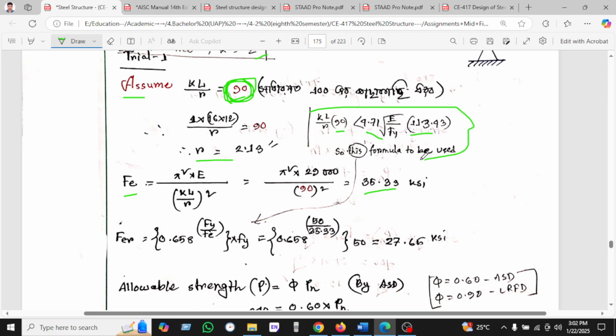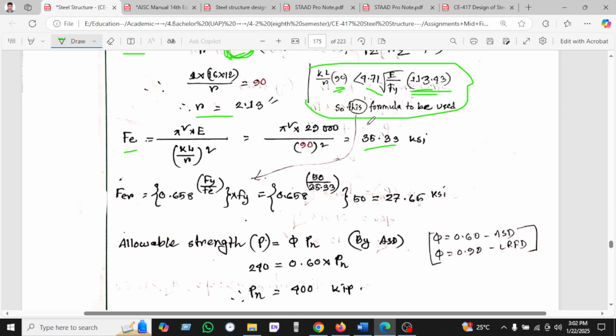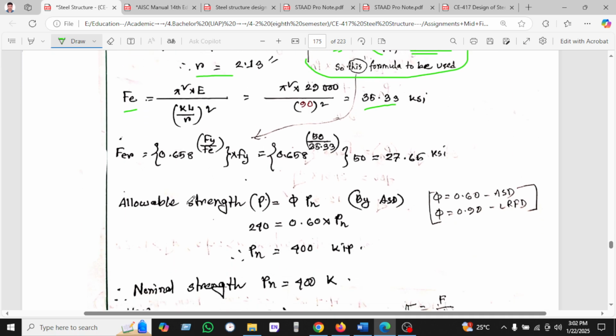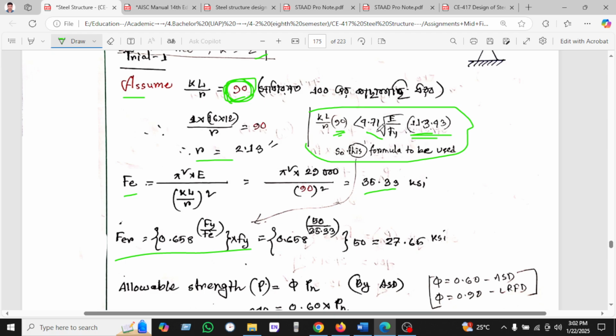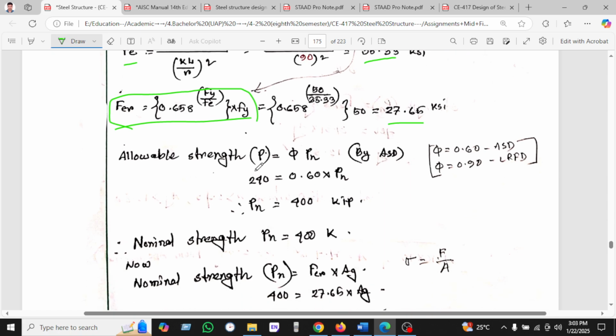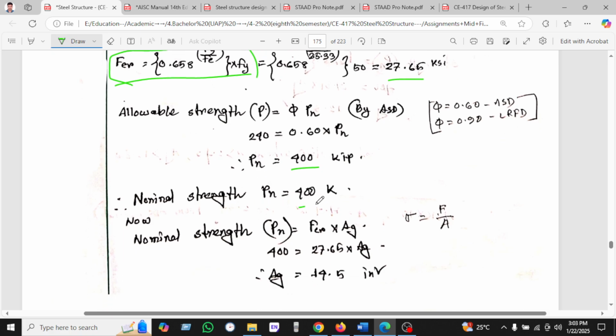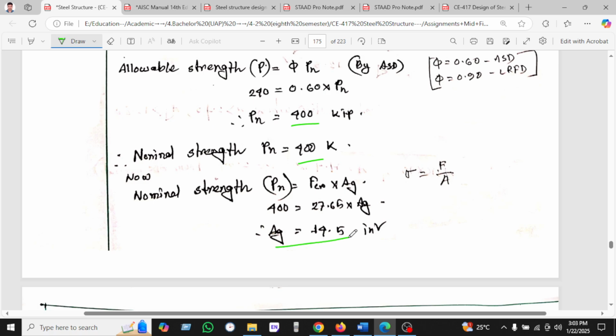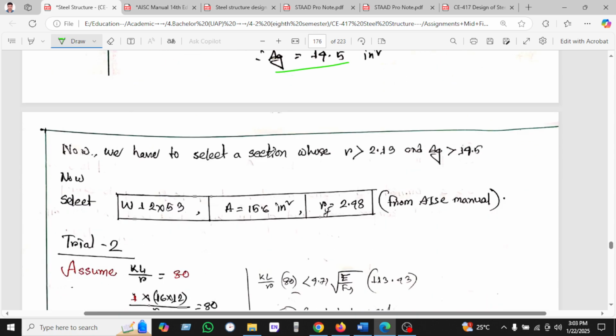Now we are giving another trial, in which we found KL by R as 90, and 4.71 root over E divided by Fy, which we found to be 113.43. So now we can see that this formula is satisfied, that's why we will use this formula. If the condition does not satisfy, then we will not use this formula, we will change to another formula. So we found 27.65, and the allowable strength we found 40, and the nominal strength is 40, and found L equal to 14.5 using back calculation.